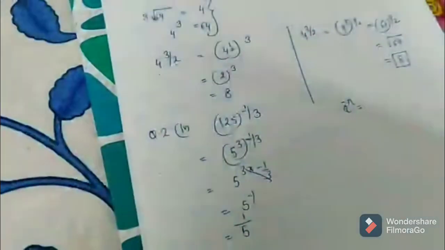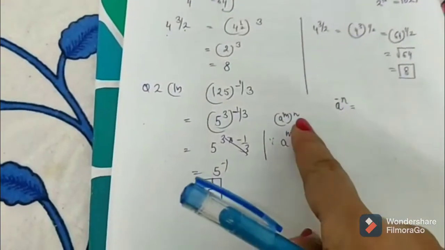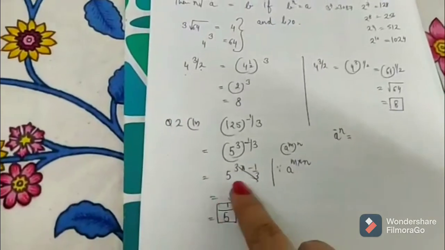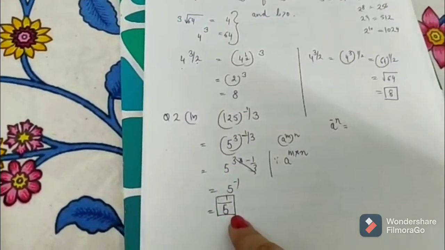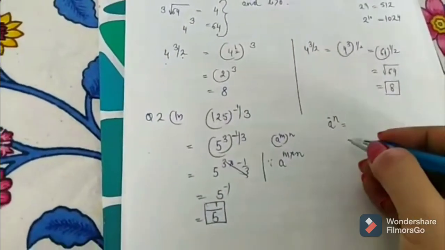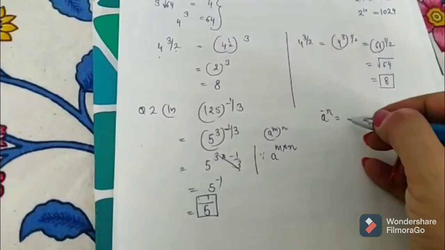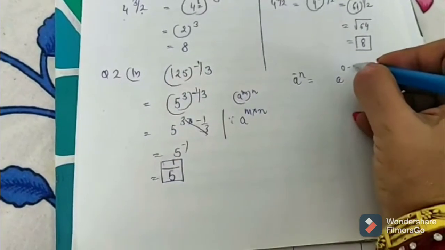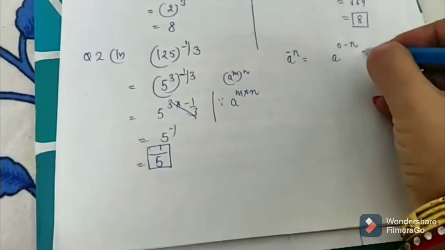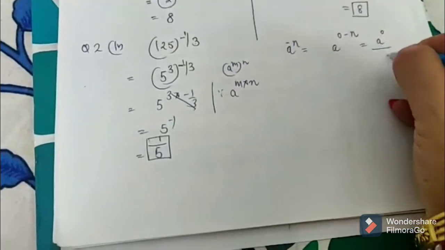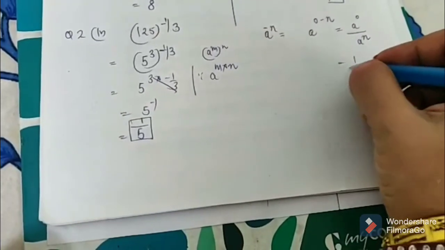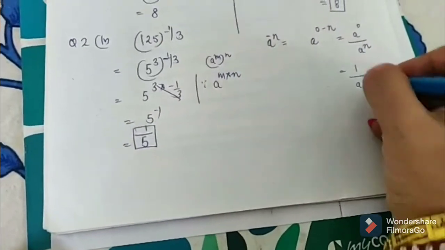Don't forget to write down the rules on the side. These are the rules you have to write down on the side. Why has it happened that 5 raised to power minus 1 is equal to 1 upon 5? It is like this. a raised to power minus n can be written as a raised to power 0 minus n, यानी कि a raised to power 0 divided by a raised to power n. And what do you mean by a raised to power 0? 1. So it is 1 upon a raised to power n. Am I clear?